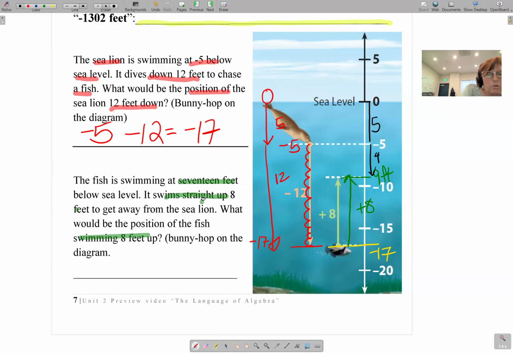So it looks like this. We're starting at negative 17. When we go upward 8, that's going to put us at 9 feet below water. So that's still negative 9. It's negative because it's below 0.